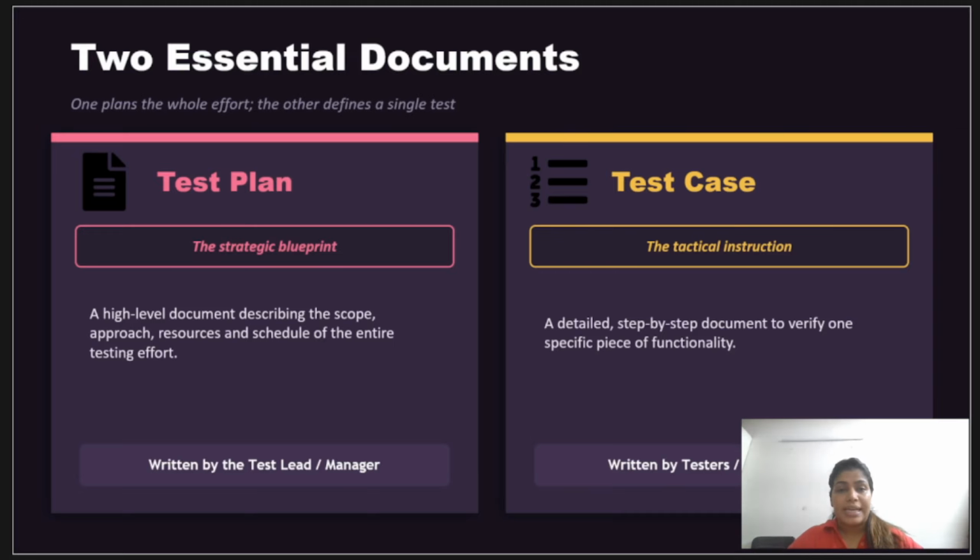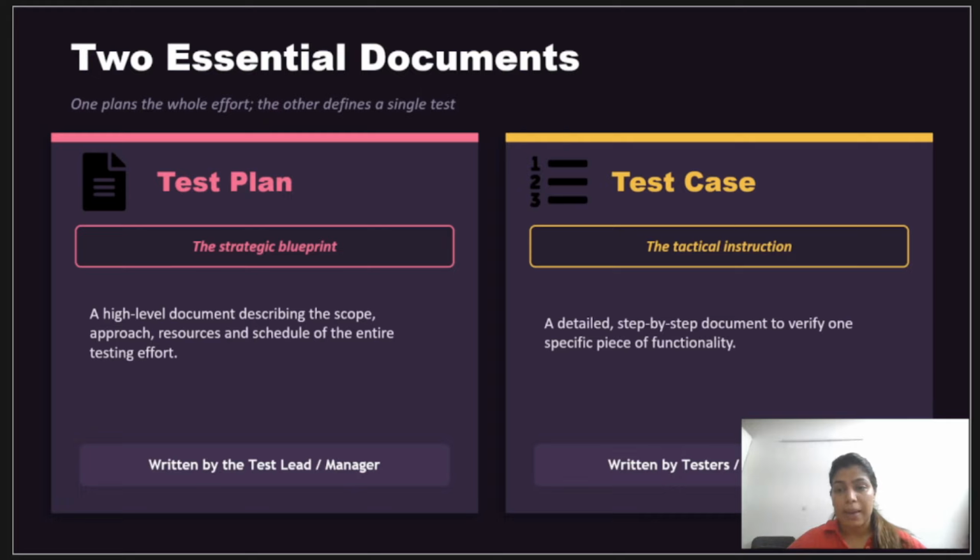So test plan and test case, they operate at different levels. Test plan is the strategic blueprint, a high level document that governs the entire testing effort: scope, approach, resources, schedule and risk. One test plan will cover the whole project or release, and it is written by the test lead or the test manager. Test case, on the other hand, is a tactical instruction.